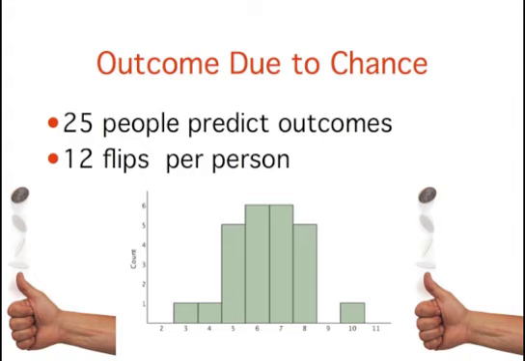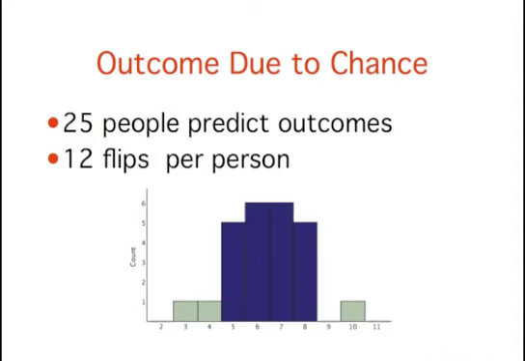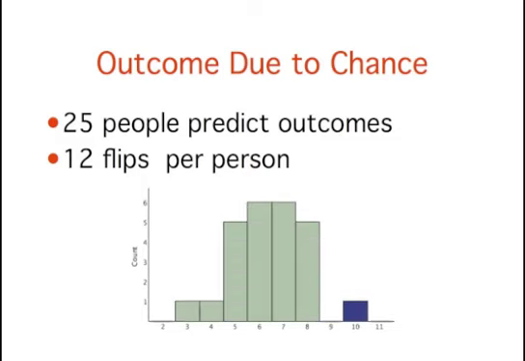The height of each column indicates the number of subjects who got that many right. For example, one subject got 3 right, one got 4 right, and 5 got 5 right. Although most subjects were correct from 5 to 8 times out of 12, one simulated subject was correct 10 times.